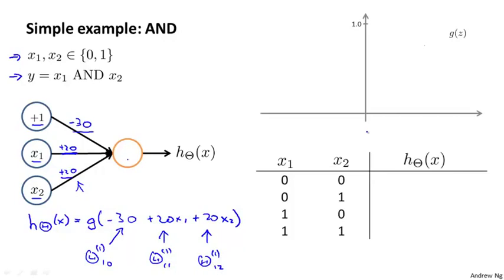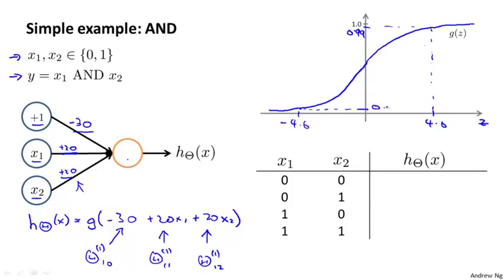Just to remind you, the sigmoid activation function g of z looks like this. It starts from 0, rises smoothly, crosses 0.5, and then asymptotes at 1. And to give you some landmarks, if the horizontal axis value z is equal to 4.6, then the sigmoid function is equal to 0.99. This is very close to 1. And symmetrically, if it's negative 4.6, then the sigmoid function there is equal to 0.01. This is very close to 0.